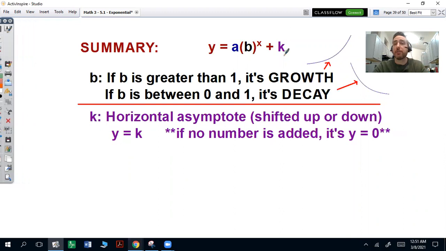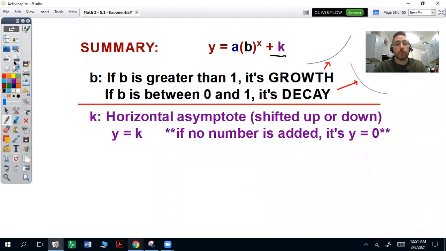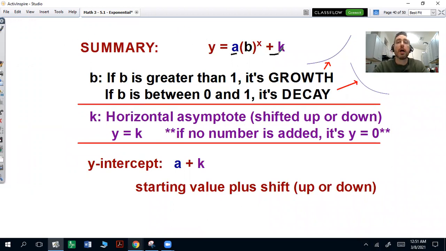Your horizontal asymptote is going to be whatever number is being added or subtracted at the end. If you don't have a number added or subtracted, it's y equals 0. And then your y-intercept is going to be the leading number, that starting number, plus your horizontal asymptote, up or down. So if it's a positive number, you would add. If it's a negative number, you subtract.